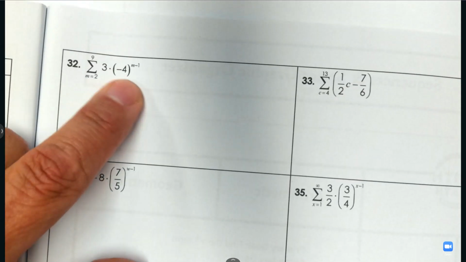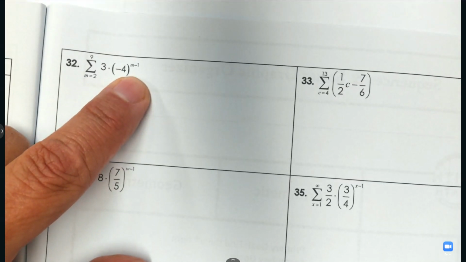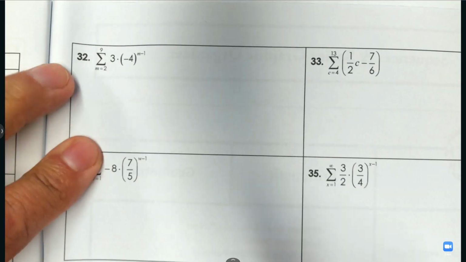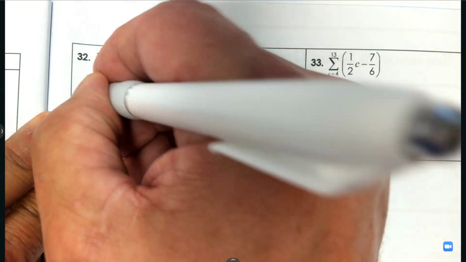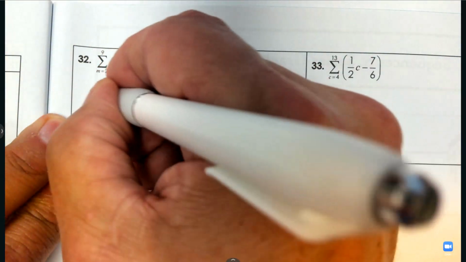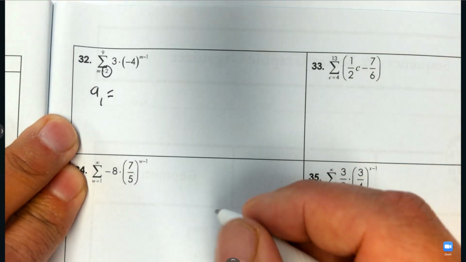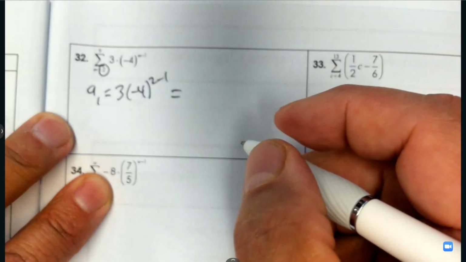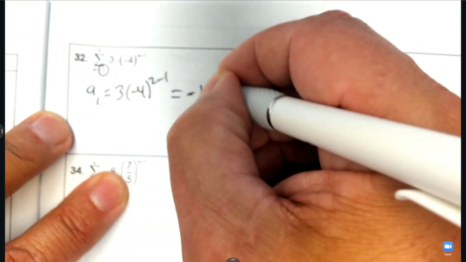All right, last page. Is this an exponential or a linear? Those are your options. You can see it's in the exponent, so I need to know A1. Now, for this one, to find the first term, the number we plug in is 2. So it's 3, then -4 to the exponent 2, take away 1. And then use your calculator.